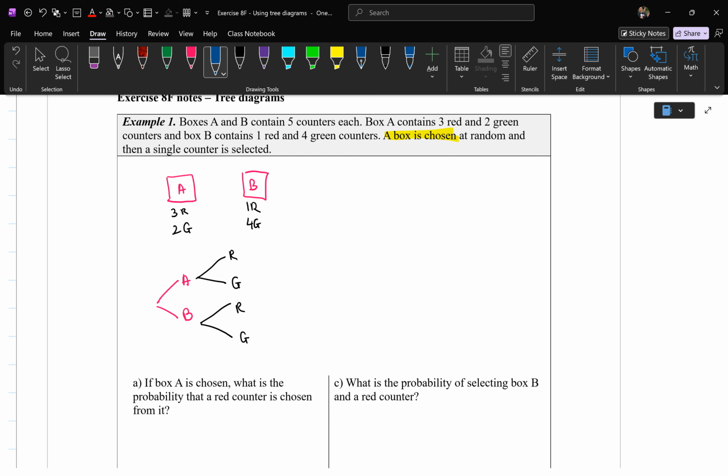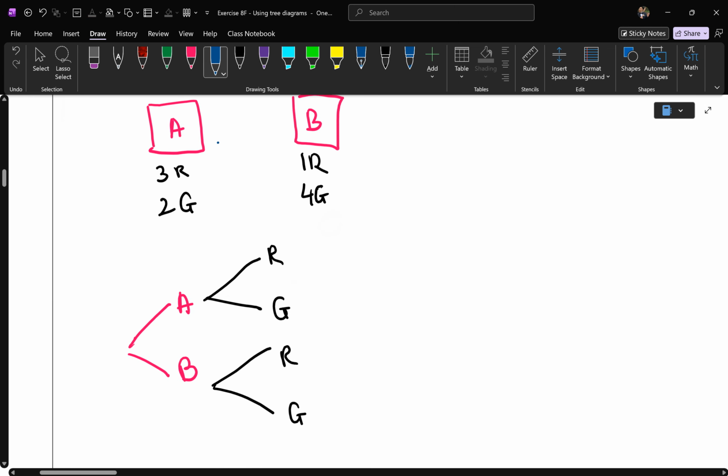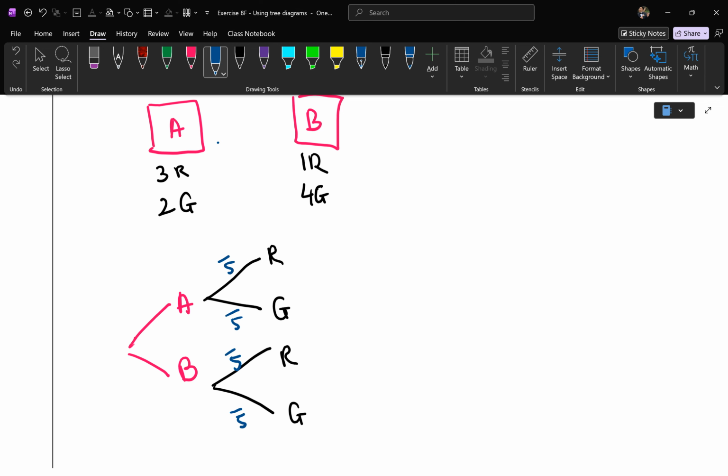Now, the chances of getting red in box A, well, they're all out of 5. But if I chose box A, what's the chance of getting red from box A? Let's go with Toby. What's the chance of getting a red counter from box A? How many red counters are there? 3 out of 5. Very good. There are 3 reds, so 3 out of 5. And then obviously the leftover is green, which is 2. So you get 2 out of 5 in getting green.